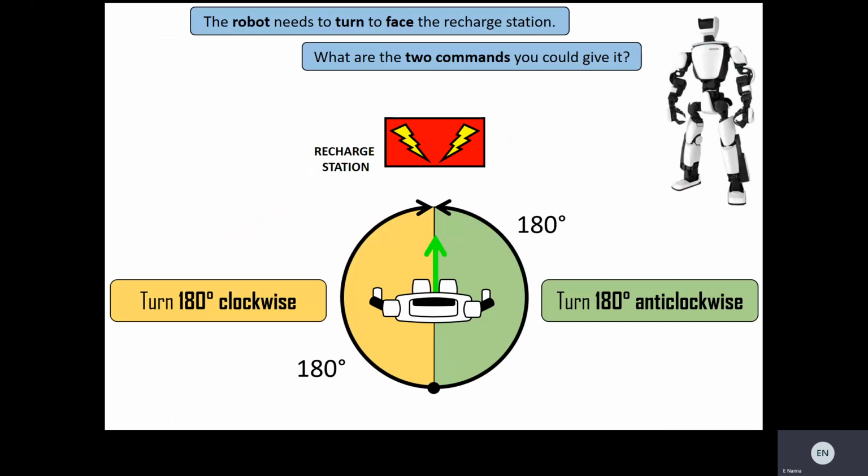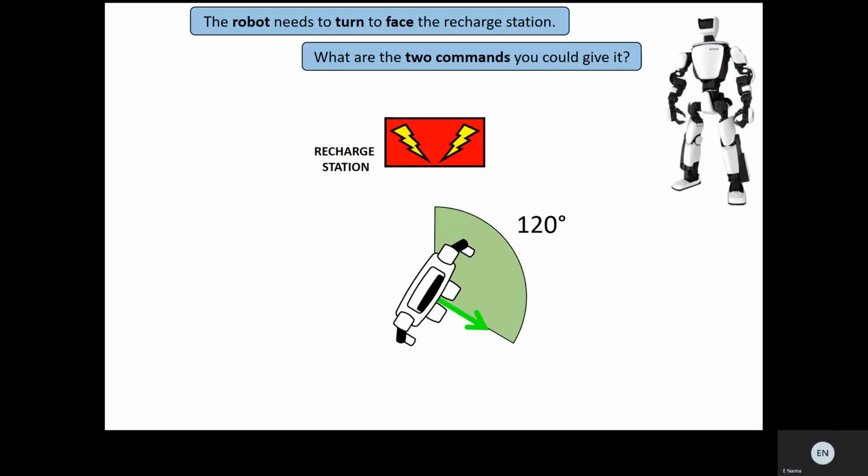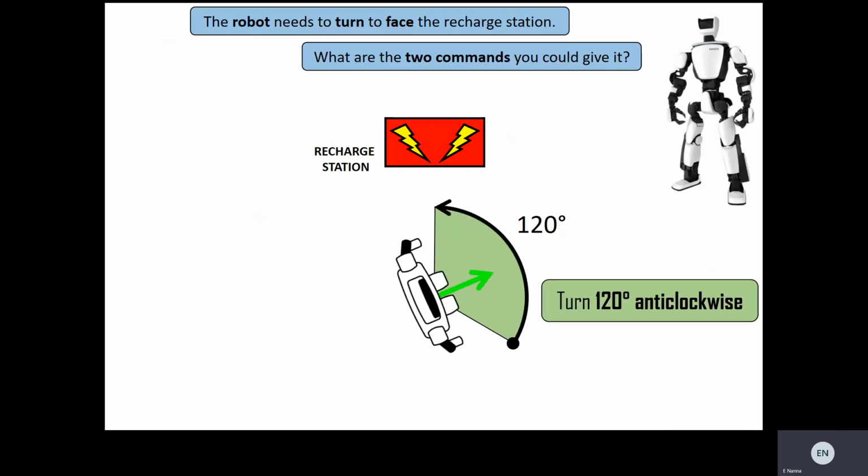Sorry, I beg your pardon. He can turn 180 degrees anti-clockwise, or 180 degrees clockwise. Now you would have noticed something special about the numbers you're seeing. If you double it, it's going to add up to how much? 360 degrees. Same thing here, 120 degrees.